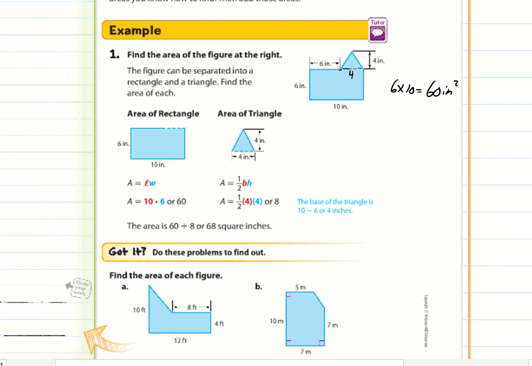So for my triangle, my base is 4 and my height is 4, and I'm going to divide by 2. Base times height divided by 2. So my triangle, after reducing, I have 4 times 2 equals 8 inches squared. So that means I'm going to have 60 plus 8 equals 68 inches squared.